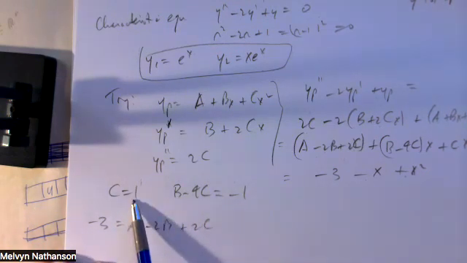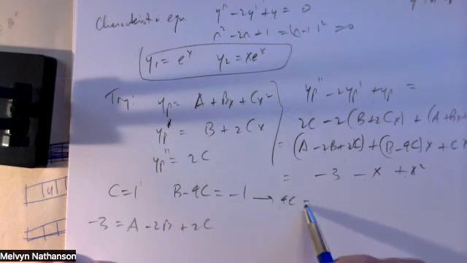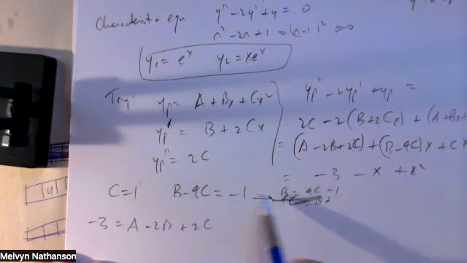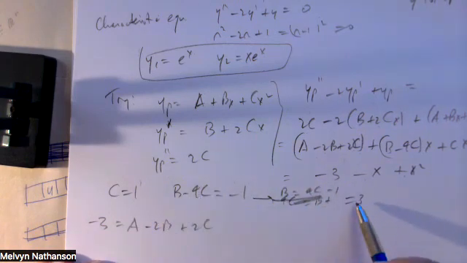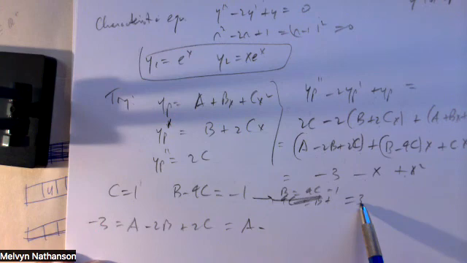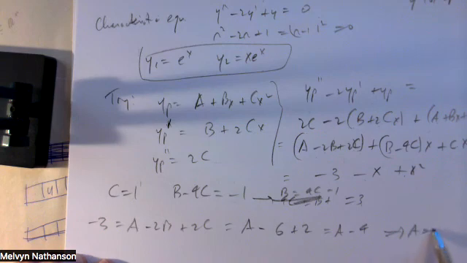Well, of course, this says c equals 1. This says b is 4c minus 1, but c is 1, so this is 3. And so this is going to be a minus 2b, b is 3, plus 2c, c is 1. So that's a minus 4. So a minus 4 is minus 3. So a is equal to 1.